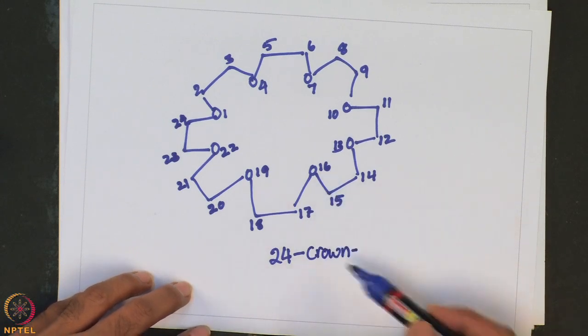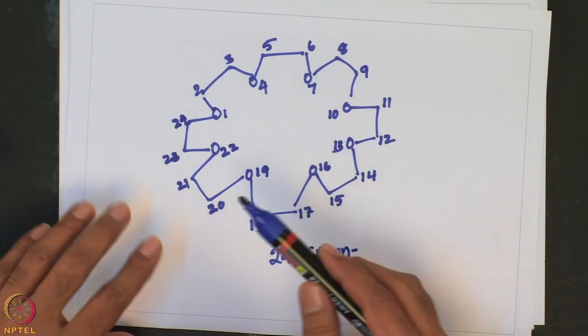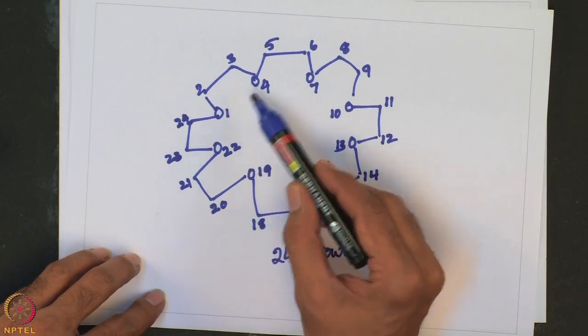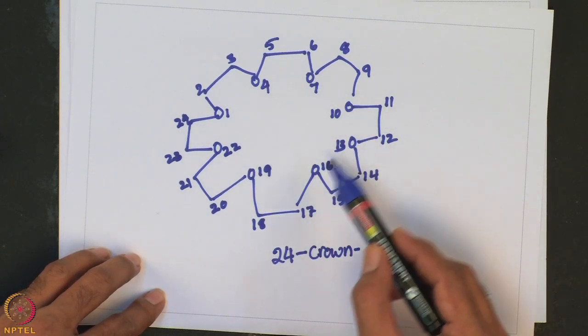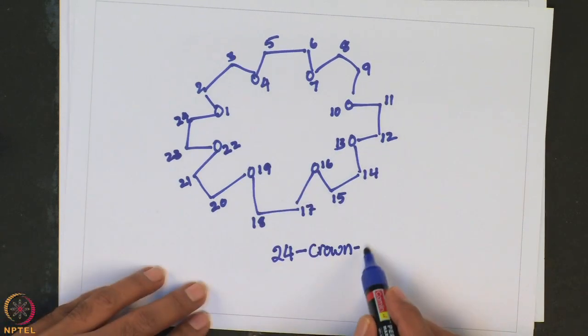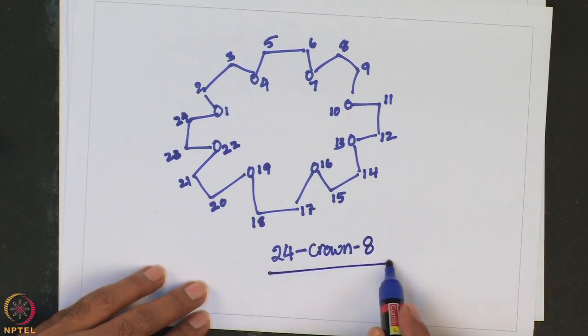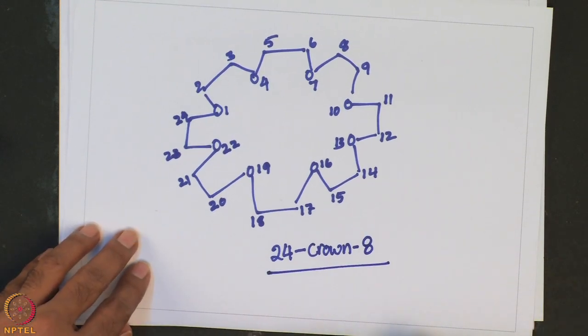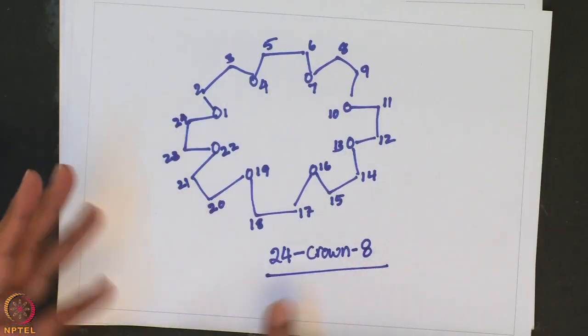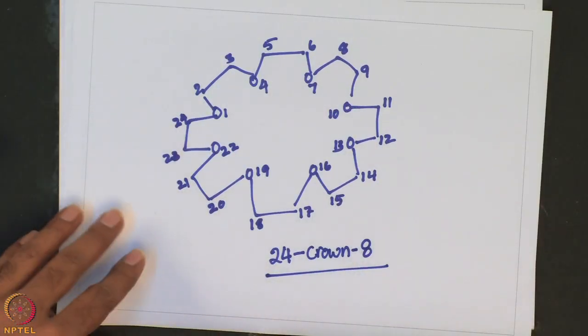And then this number represents the number of oxygen atoms present here. 1, 2, 3, 4, 5, 6, 7, 8 are there. So, this is 8. So, this is how one can name these ethers, no matter how many ethylene groups are there and how many oxygen atoms are there. 24-crown-8. In the same way, one can write for all crown ethers.